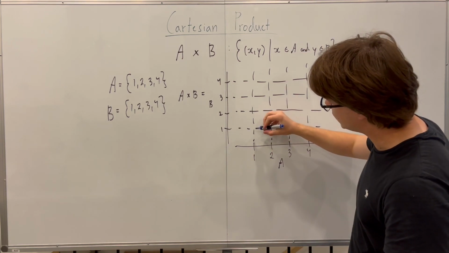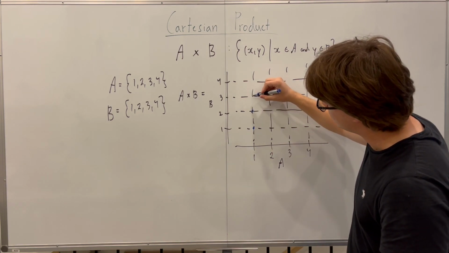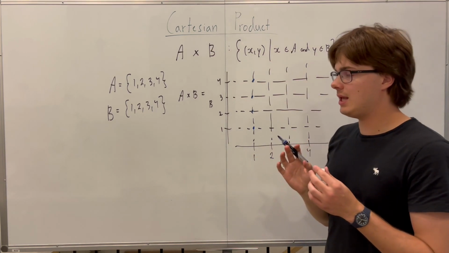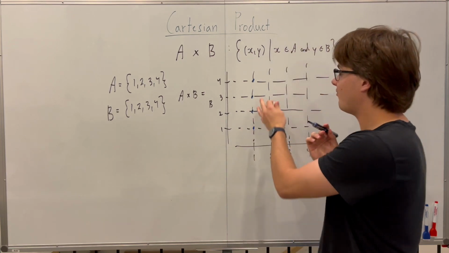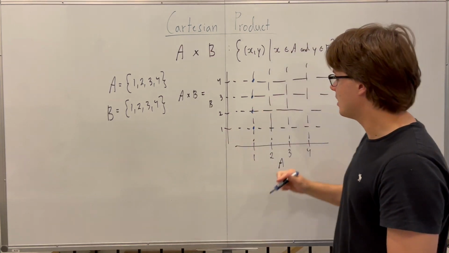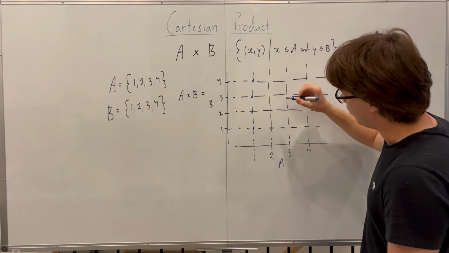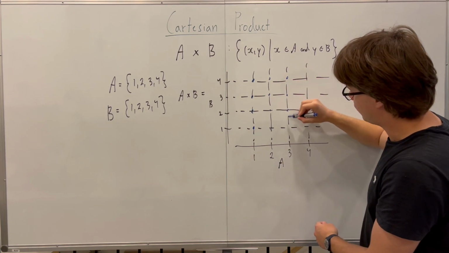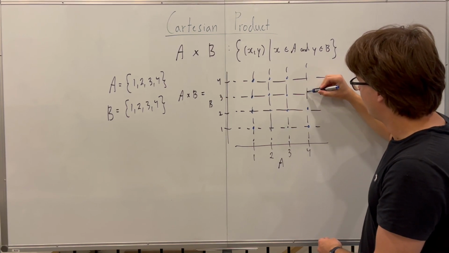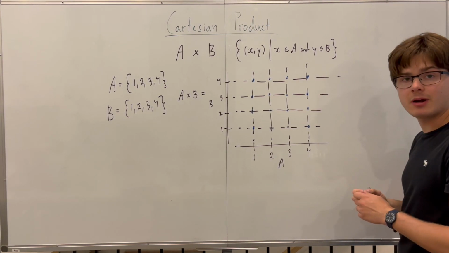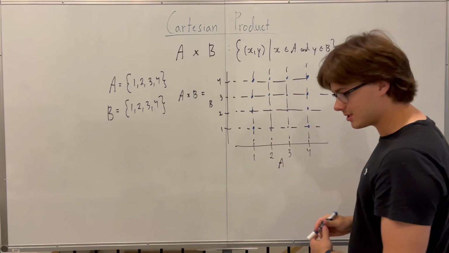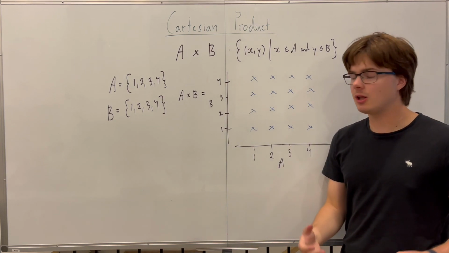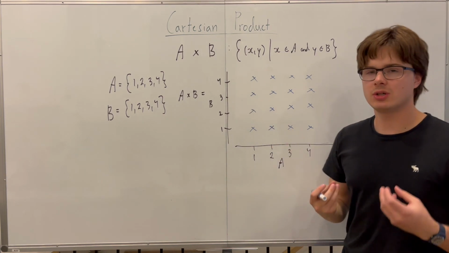So we notice 1 intersects with 1, 1 intersects with 2, 1 intersects with 3, and 4. So when you take the element 1 in A, it has 4 ordered pairs with the elements in B. Similarly, 2 also has 4 ordered pairs, and 3 has 4 ordered pairs, and 4 has 4 ordered pairs. Maybe it'd be better if I write this in crosses and get rid of these lines. Okay, so I've just gotten rid of some of the dashed lines, and I've turned my dots into crosses so you can more easily see.